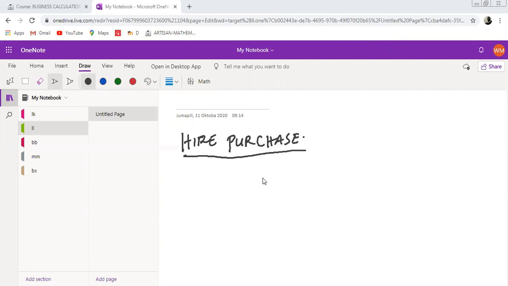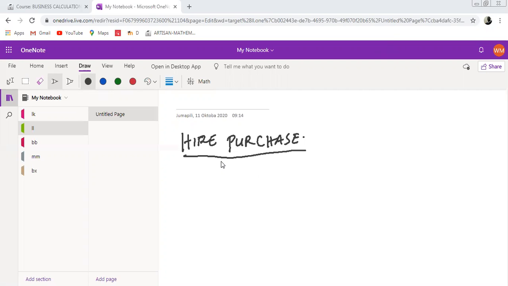In our class today, we are going to talk about hire purchase. I understand this is not a new term to you, but let us revisit and see what it means and how we make calculations that involve hire purchase.